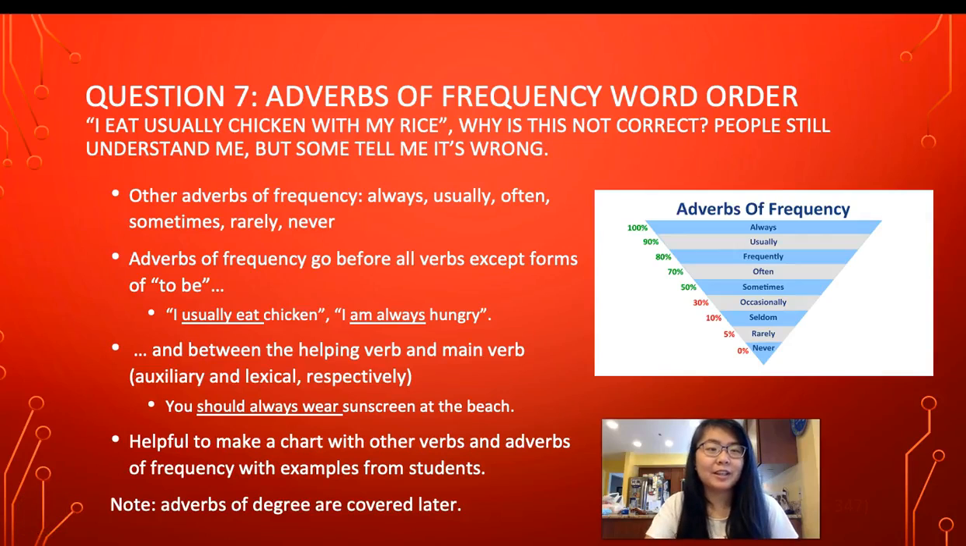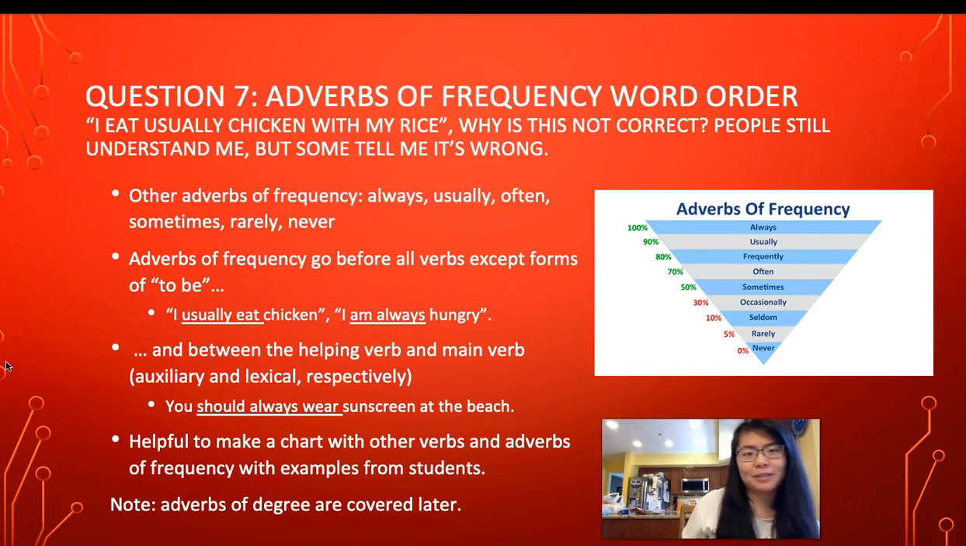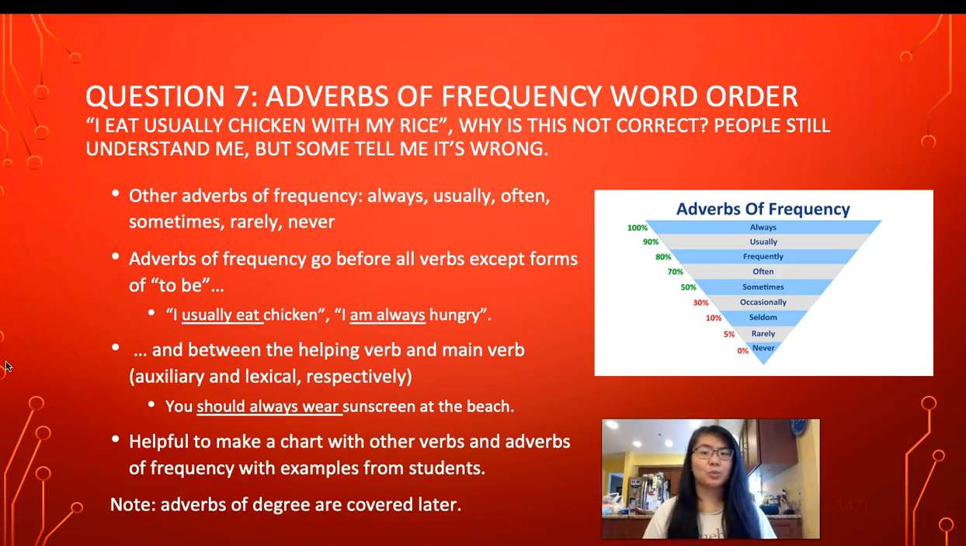All right, so we're here again covering question 7 in Keith Folse's Keys to Teaching Grammar to English Language Learners. Thanks for sticking with me so far. Question 7 deals with adverbs of frequency and their word order.